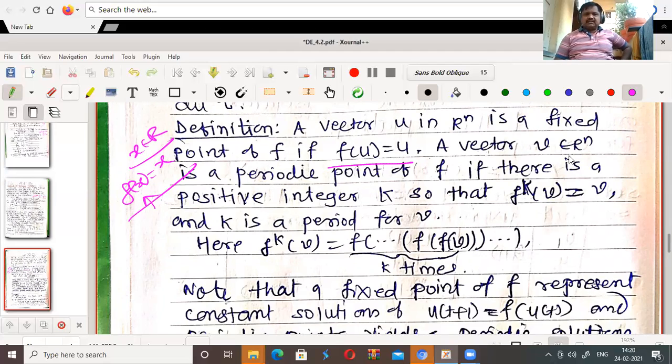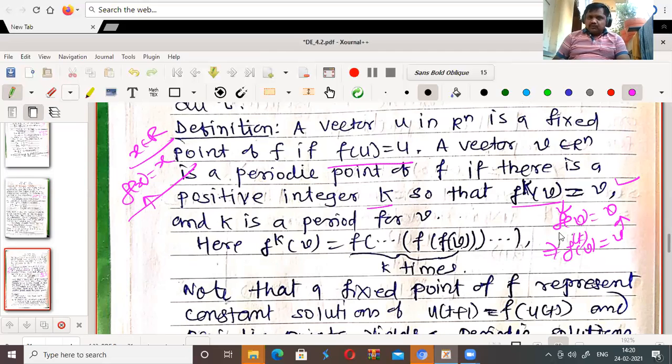A vector v in Rn is a periodic point of f if there is a positive integer k so that f^k of v equal to v. Now here f of v equal to v implies v is a fixed point of f. But if I take f^k of v equal to v, operating k times f on v, then v is called a periodic point of f.